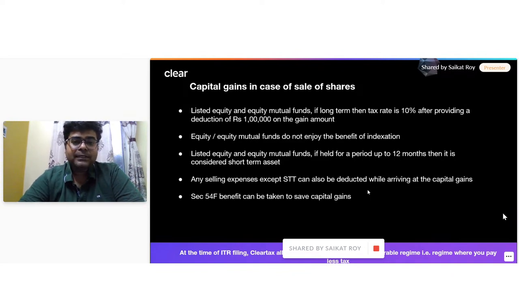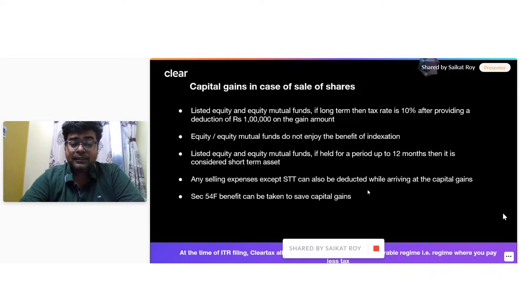So, in case you are selling some listed shares which are listed in NSE, you can simply reduce the cost of acquisition from the selling price and you will arrive at the gain amount. Furthermore, any selling expenses related to the transfer of the asset, say for example the commission or the stamp duty, etc., can be deducted. However, security transaction tax or STT cannot be deducted while arriving at the capital gains amount.